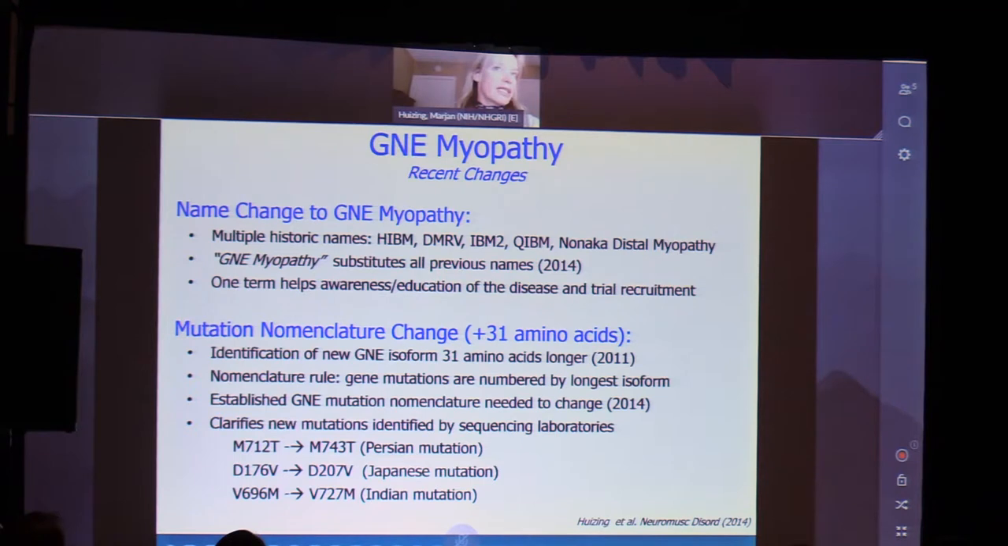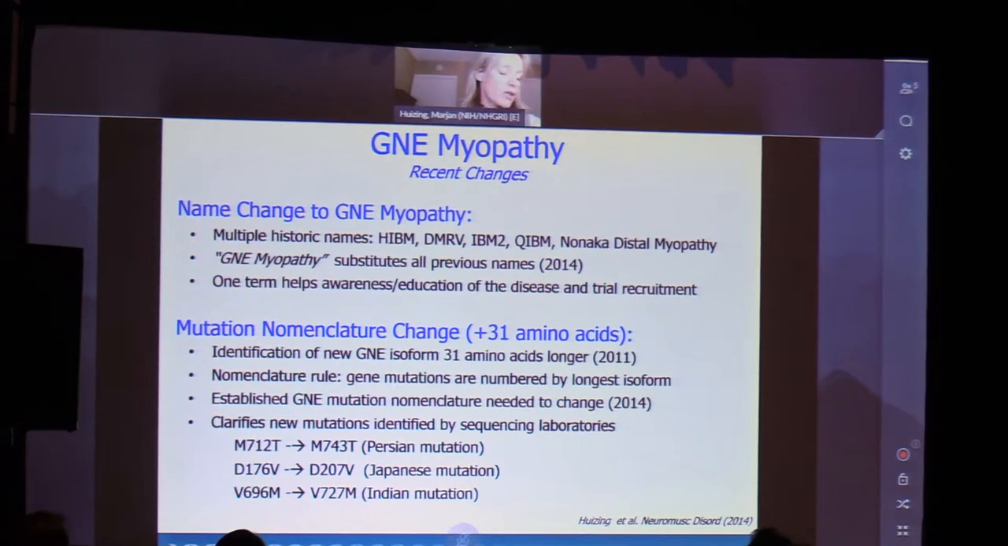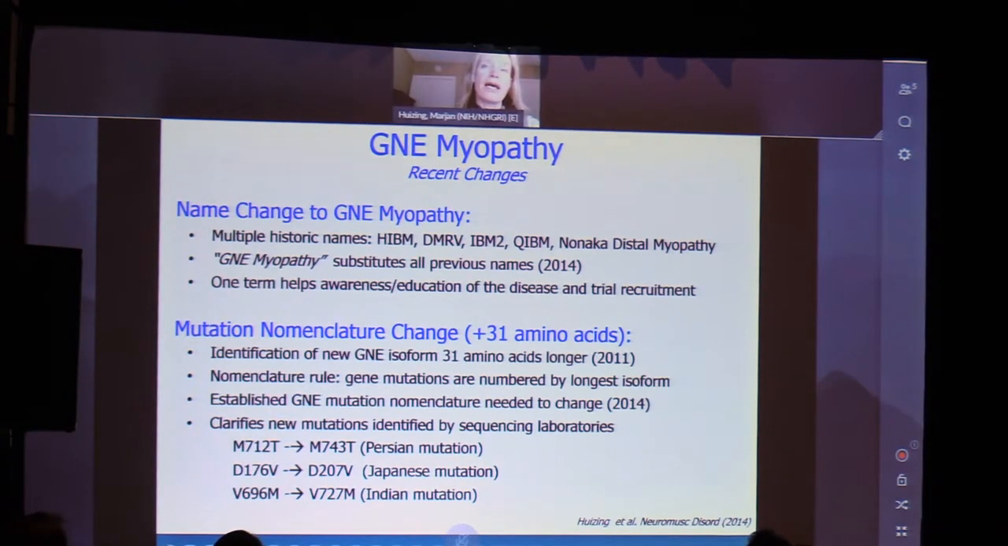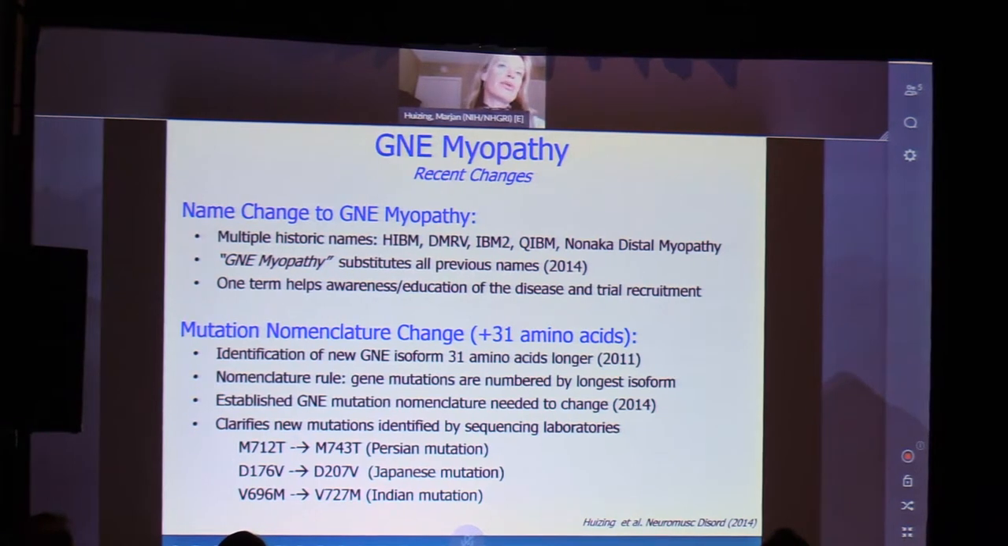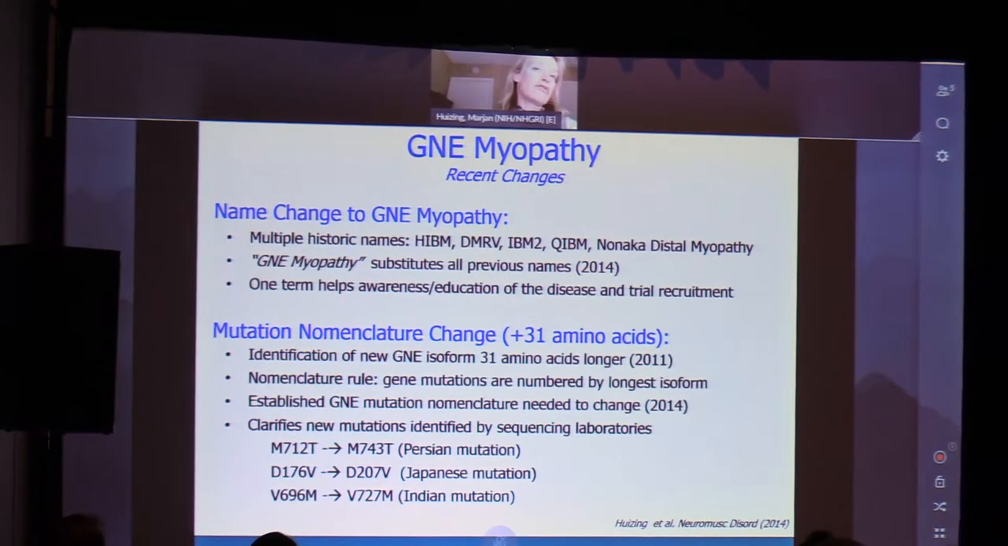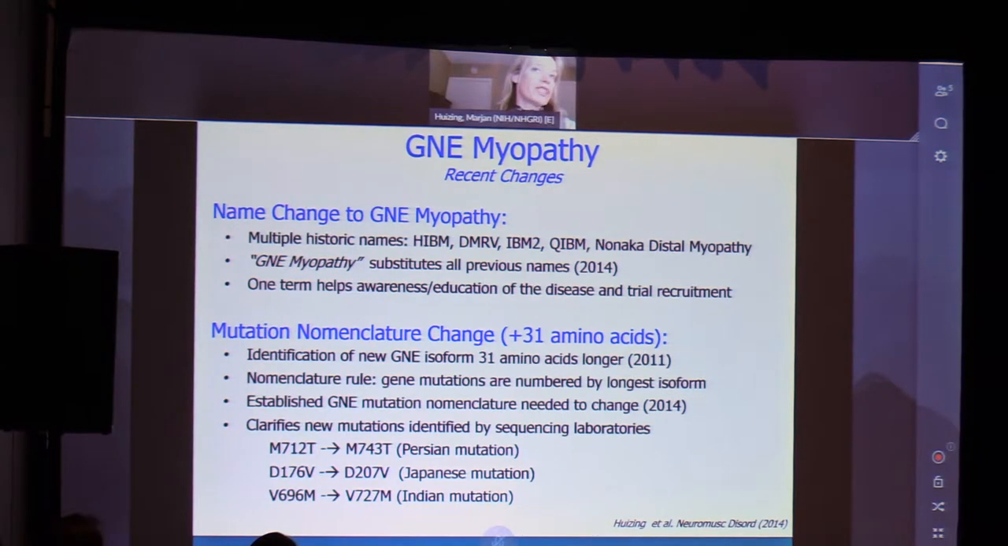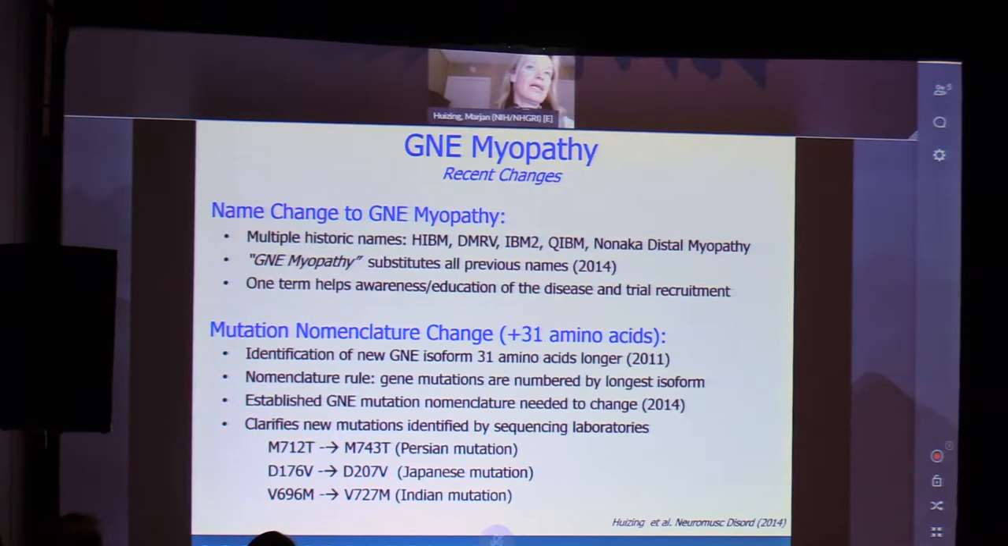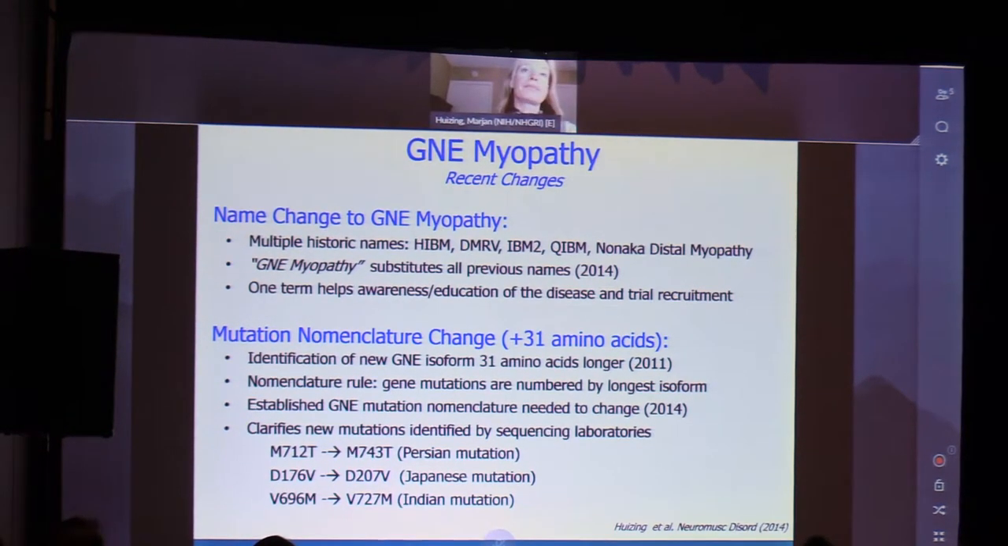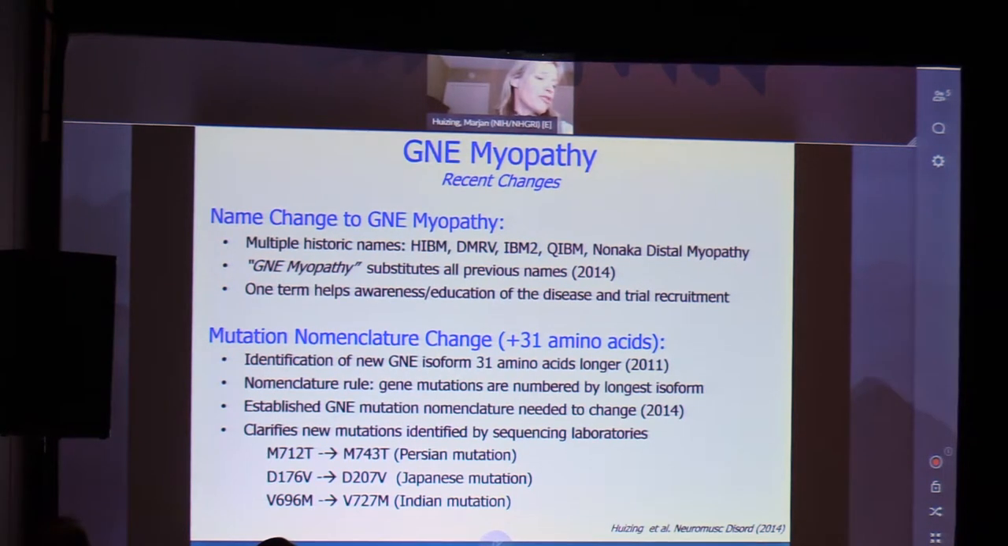Also, quite recently, the nomenclature of mutations has changed because a longer form, a so-called isoform, of the GNE gene was identified, and that changed the mutation nomenclature by 31 amino acids. So if previously a laboratory identified a mutation as M712T, which is the common Persian mutation, it is now called M743T. This can be confusing to patients and possibly physicians. And also in the literature, these two nomenclatures are used. But I think in the near future that will dissolve itself and the new nomenclature will become standard.